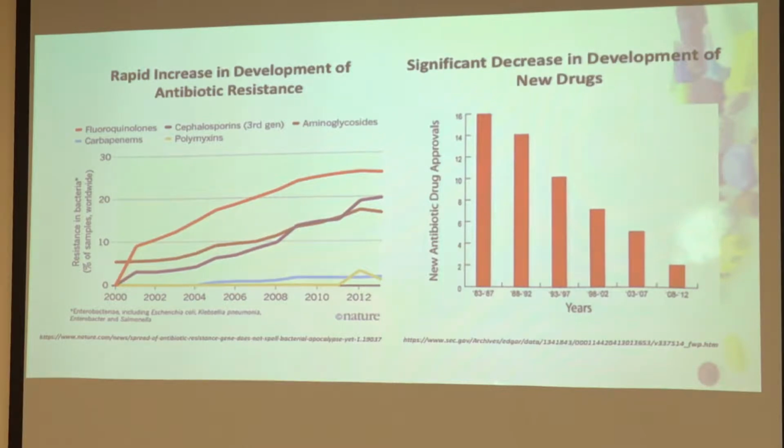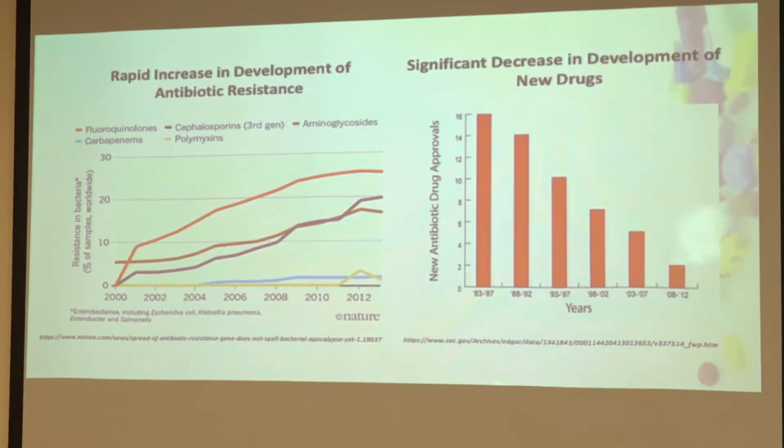As we can see on the left side, there has been a rapid increase in the development of antibiotic resistance to the most common antibiotics that we use. On the right, we can see the development or approval of new drugs is on the fall. There is no match in this. So now we don't have any new antibiotics to deal with the emerging resistant strains. We are left in a situation where we have more resistant bacteria, but fewer antibiotics to deal with them.